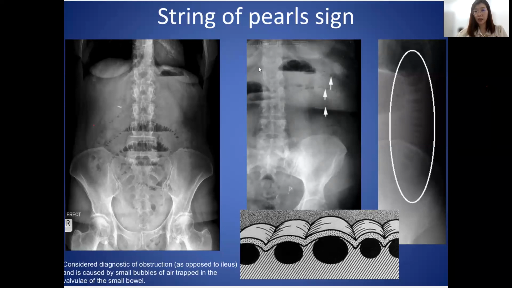So these are signs of small bowel obstruction, although in this X-ray you don't see dilated small bowel like the X-ray just now. We shouldn't miss it. Even if you don't see dilatation, the string of pearl sign is still small bowel obstruction. But when you assess clinically, definitely the patient will have a very distended abdomen.